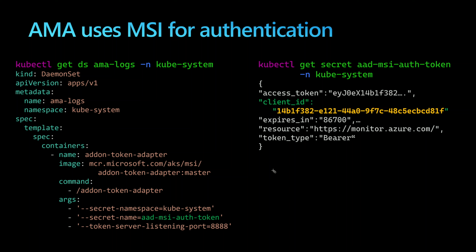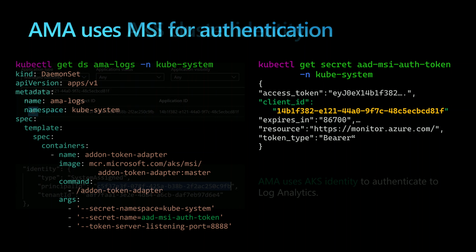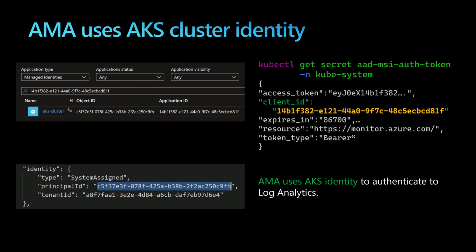If we compare it with the client ID of the AKS cluster, if we go to Azure Active Directory, or Entra ID as we call it now, we can see that application ID is the one that has this object ID, and that object ID is the one used by the AKS cluster. So this is the managed identity of the AKS cluster. That one will be used in order to get access to Azure Monitor.